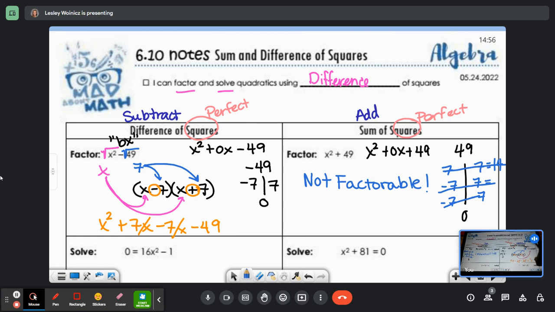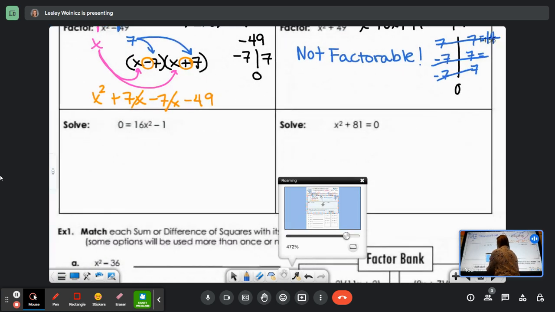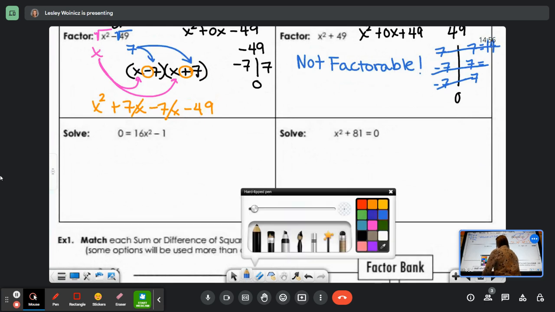Okay, so difference of squares, where we have perfect squares being subtracted from each other, they factor using this cute little pattern. Sum of squares, not factorable. Any of them. Cool? Okay. Let's look at some solving, and then we'll turn you loose on finding the pattern on your own.